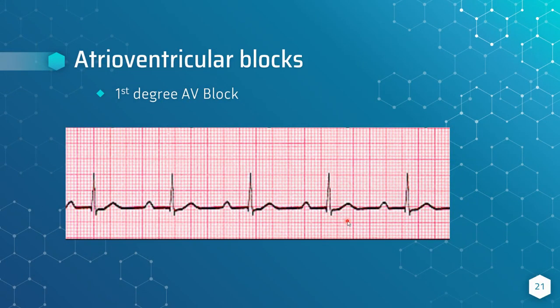So here's one example, and we have a P wave for every QRS. The QRSs are narrow. The R to R interval is regular throughout. The only difference is that the PR interval is longer than 0.2 seconds. So this interpretation would be sinus rhythm with a first degree block. And so if we actually measure the rate, so 300, 150, 175, yeah, about 60 beats per minute.